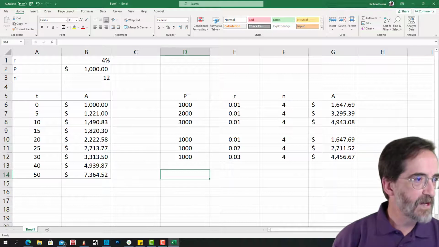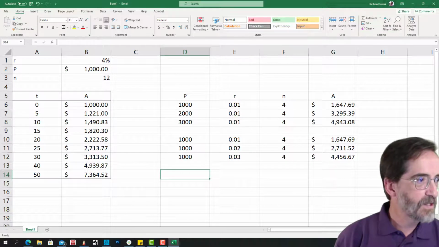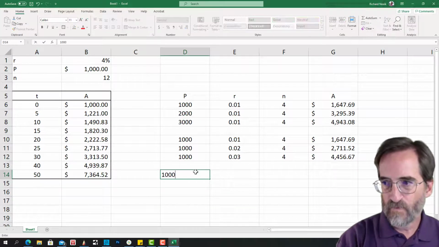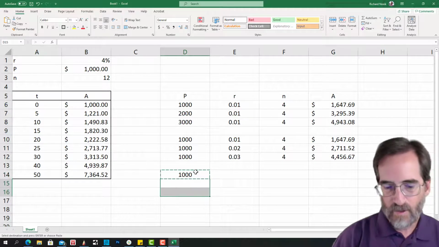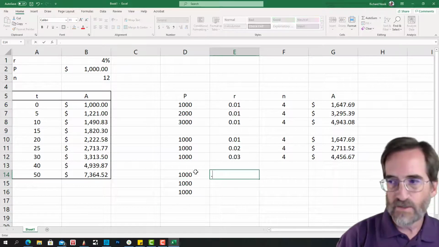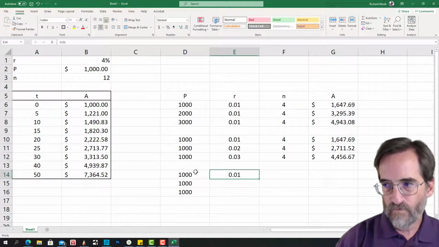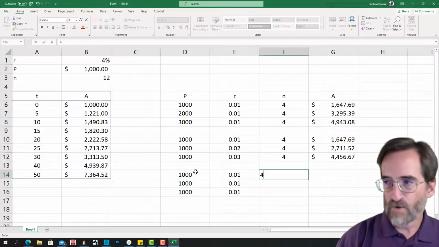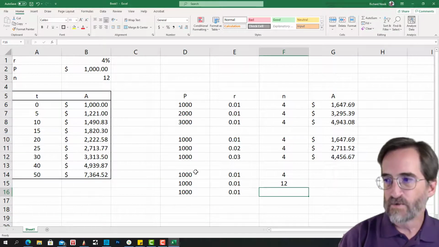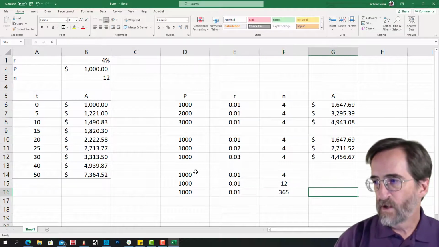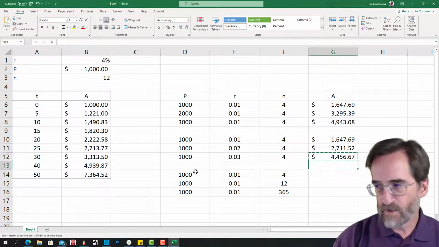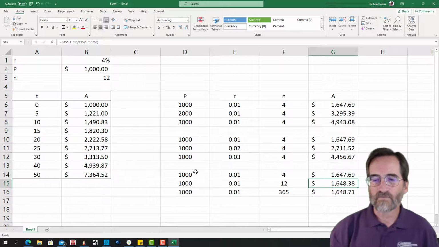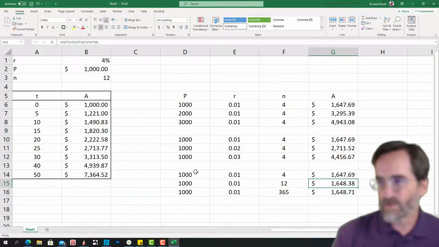And then they have you do this. They have you hold the principal at $1,000, so the principal is constant, and the interest rate is 1%. But they change the compounding periods. They do it quarterly, monthly, and daily. Let's see what difference that makes. And you'll notice it makes almost no difference at all, which is kind of surprising to a lot of people.